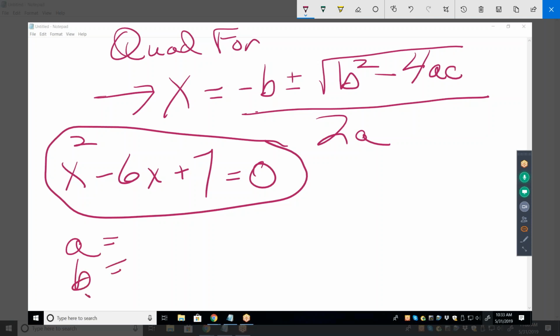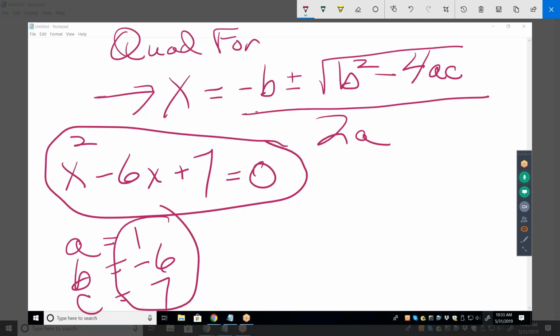What's A? A is gonna be the coefficient of the x squared term. 1. B is the coefficient of the x term, which is -6. And C is the constant, which is 7.